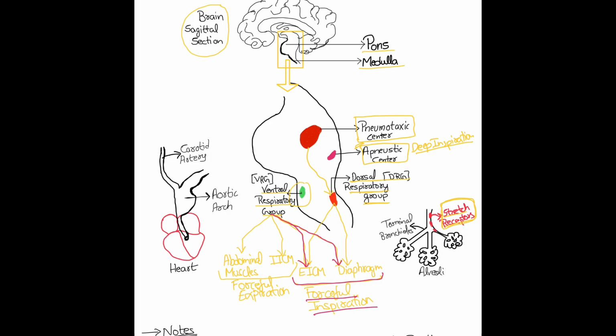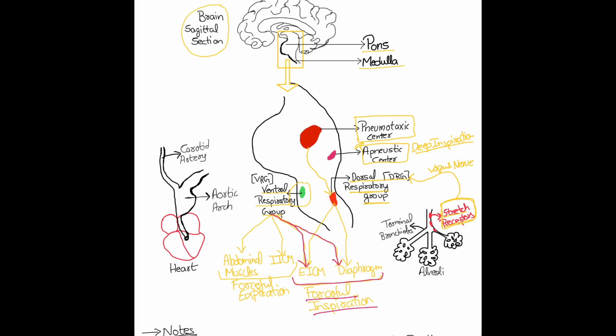So whenever the CO2 concentration increases here, it means you have to expire, and these receptors, with the help of the vagus nerve, activate this DRG to stop its function, to stop its impulse. So this stretch receptor in the alveoli stops the inspiration.